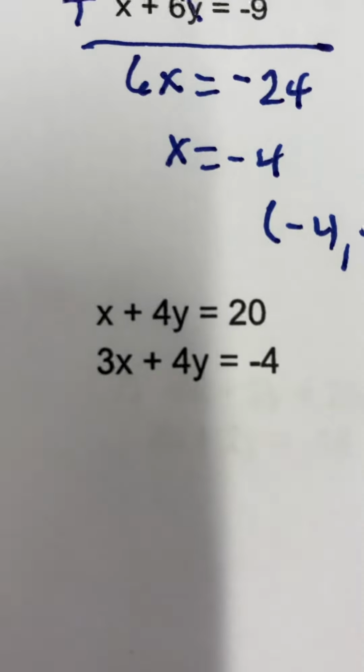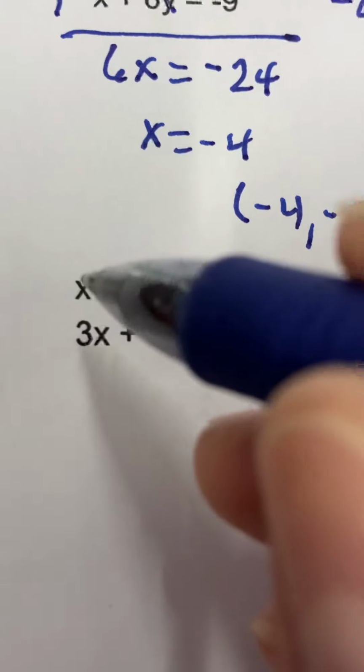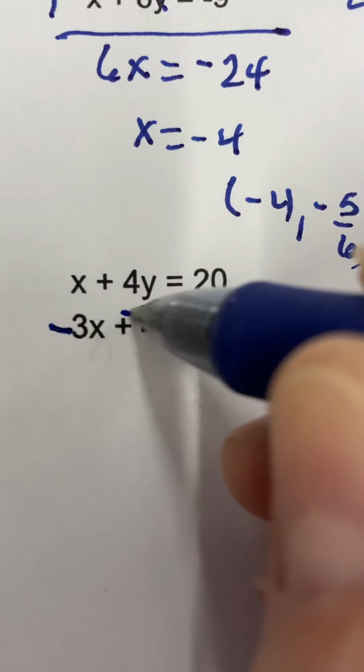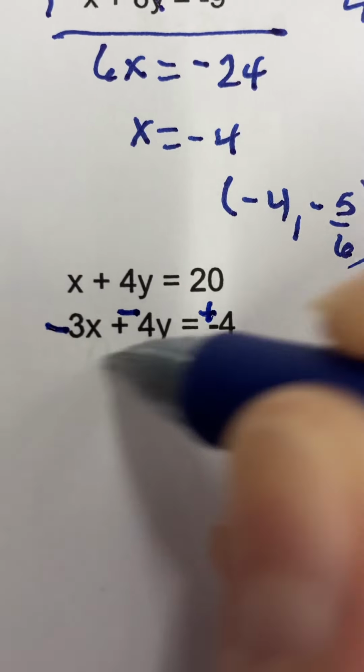All right, here I run into the same snag. If you take a look here, I have a positive 4y on both. I need one of these to be a negative. So again, it does not matter which equation you use. I'm just going to do the bottom. I'll make that a negative, make that a negative, and that makes that a positive.